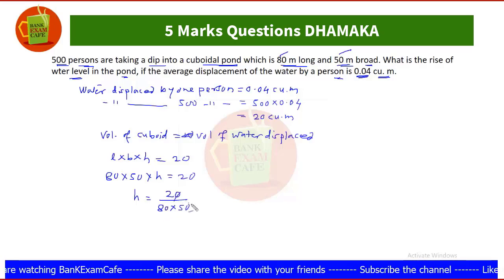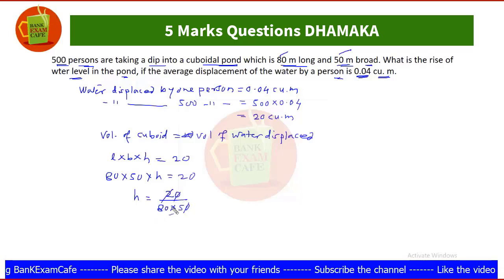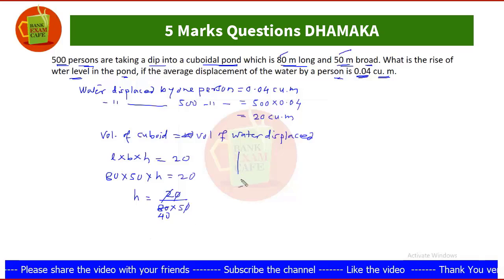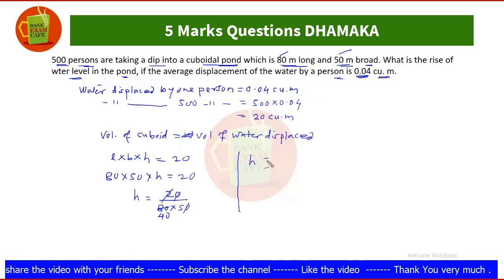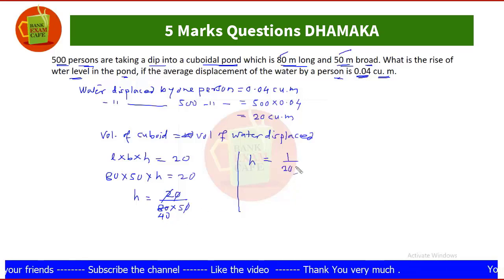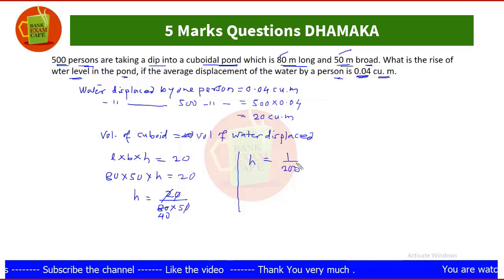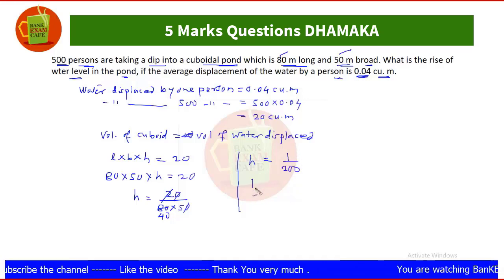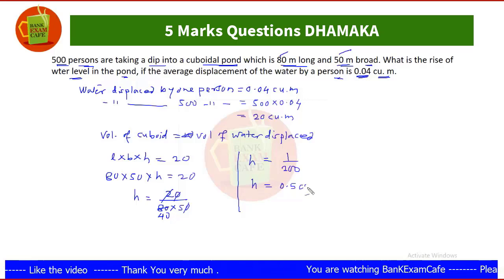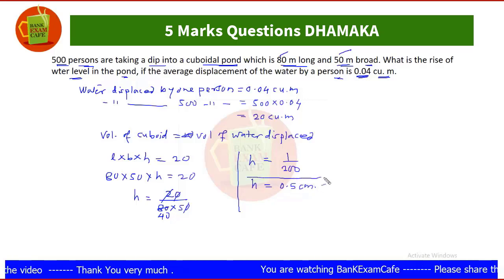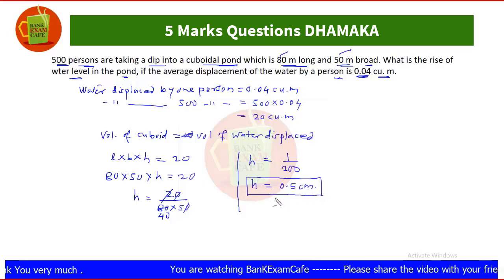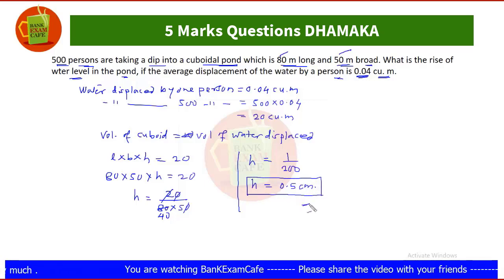So 5 and 5 will get cancelled. 2 ones are 2, 2 fours are 8 upon 40. So h will be equal to 1 by 5 fours are 20, it will be 200. So h is equal to 1 by 200, and therefore h will be equal to 0.5 centimeter. So the height raised after 500 people take a dip into the water will be 0.5 centimeter.